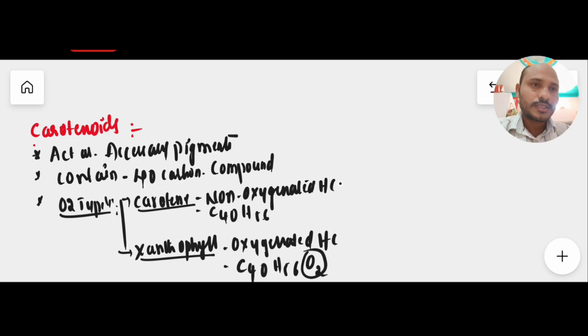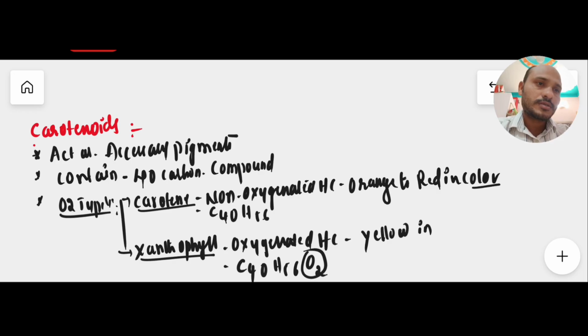Generally carotene color is orange to red. But xanthophyll color is yellow. We have different types of carotenes we will discuss, and in xanthophyll also we have different types. Here we discuss 5 different types of carotene pigments. So, examples for carotene pigments.